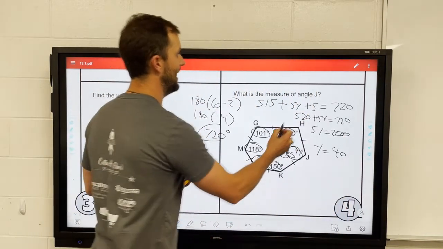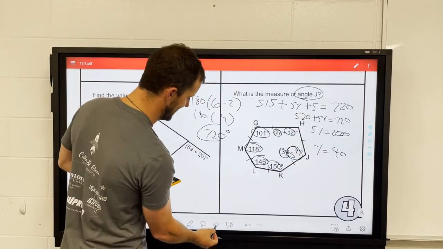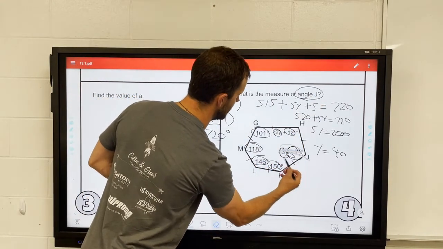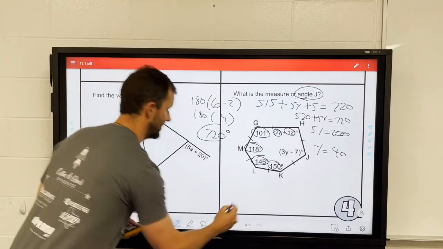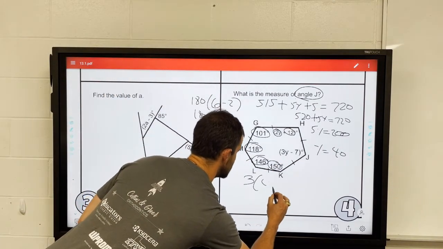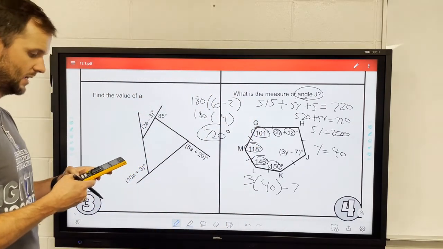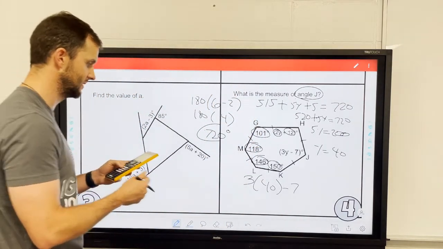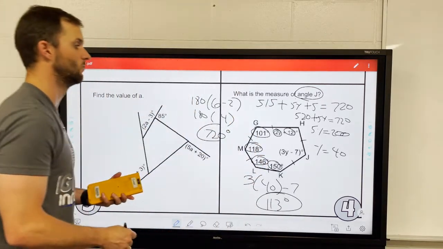But now if you look at my answer, it says I need to find angle J. So what that means is I now need to take what angle J is equal to here, and I need to plug y back in. So I'm going to take 3 times 40 minus 7. So 3 times 40 is going to give me 120, minus 7 is going to end up giving me 113. So your final answer is going to be 113.